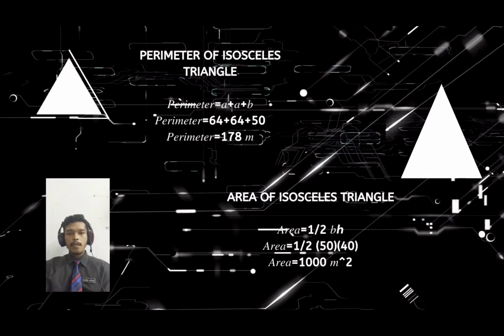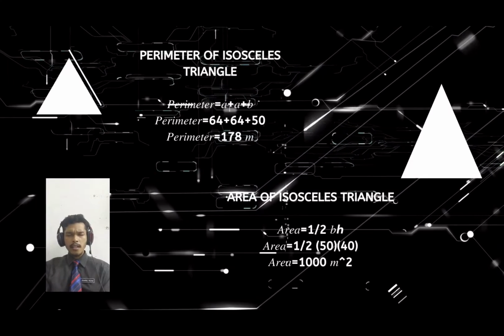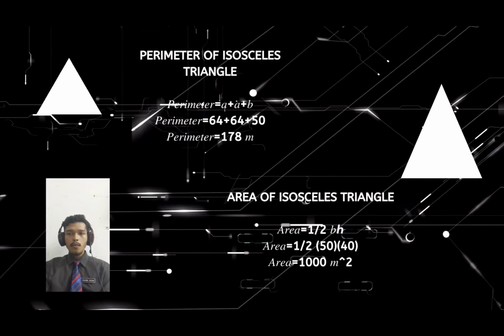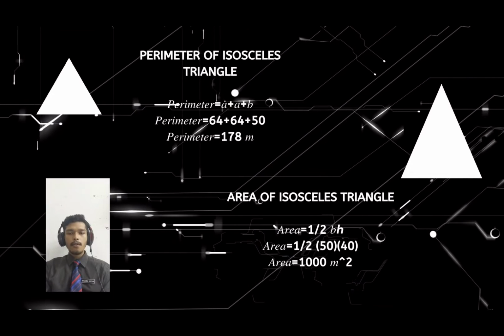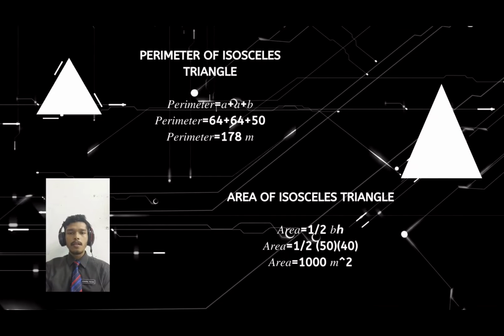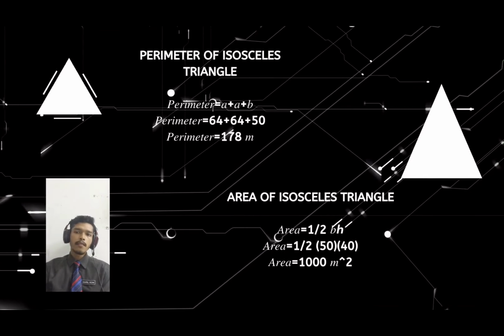We can find the perimeter of an isosceles triangle by adding all the side lengths. So for this triangle, we just add 64 plus 64 plus 50 meters, and we get the perimeter of the isosceles triangle is 178 meters.